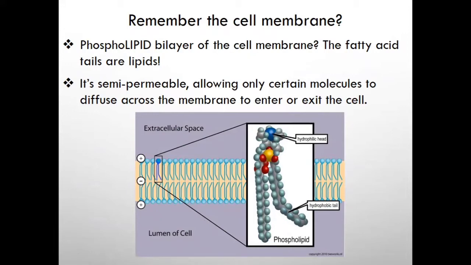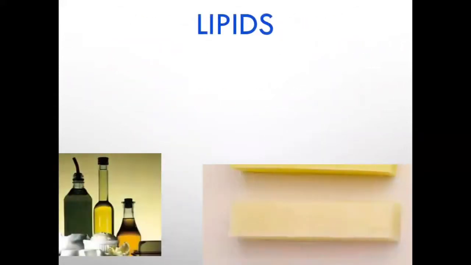The fatty acid tails are lipids. It's semi-permeable, allowing only certain molecules to diffuse across the membrane to enter or exit the cell. So, saan ba natin makikita yung mga lipids?